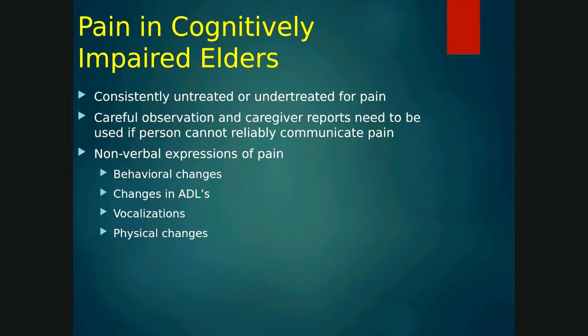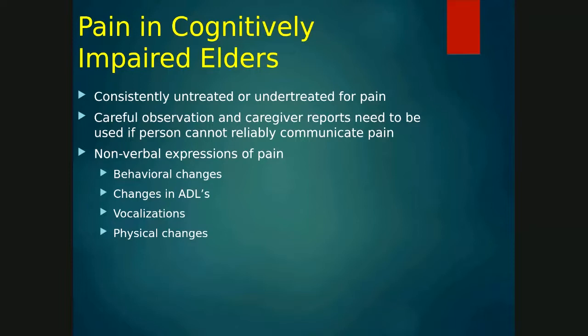So pain in cognitively impaired elders is a special challenge because communication can sometimes be hindered when somebody isn't able to clearly communicate to you what they're feeling, how they're feeling, if they're in pain, where they're feeling the pain, how bad the pain is. And so these patients are at high risk for consistently untreated or undertreated pain just because that communication line is broken. So careful observation and caregiver reports need to be used. Relying heavily on family and friends who spend a lot of time with the patient as their caregiver can be helpful in giving a better assessment of what's going on so that you can take the best care of them.